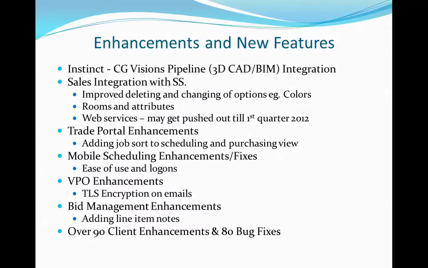are found in 4.9. We talked a little bit about the concept of integrating 3D CAD and BIM. We've talked about improved sales integration with Sales Simplicity in introducing rooms and attributes, as well as we're going to be introducing more involved web services, improved integration that has now been pushed out to the third and fourth quarter of 2012. We've improved Trade Portal, mobile scheduling, VPO, and the bid management, as well as added over 90 client enhancements and 80 bug fixes in version 4.9.